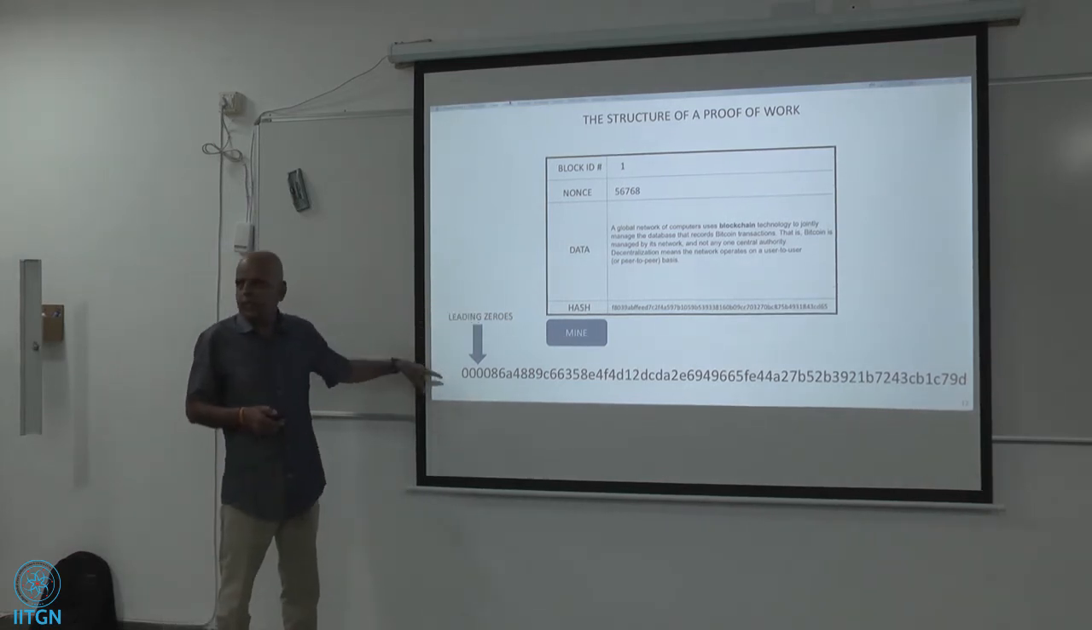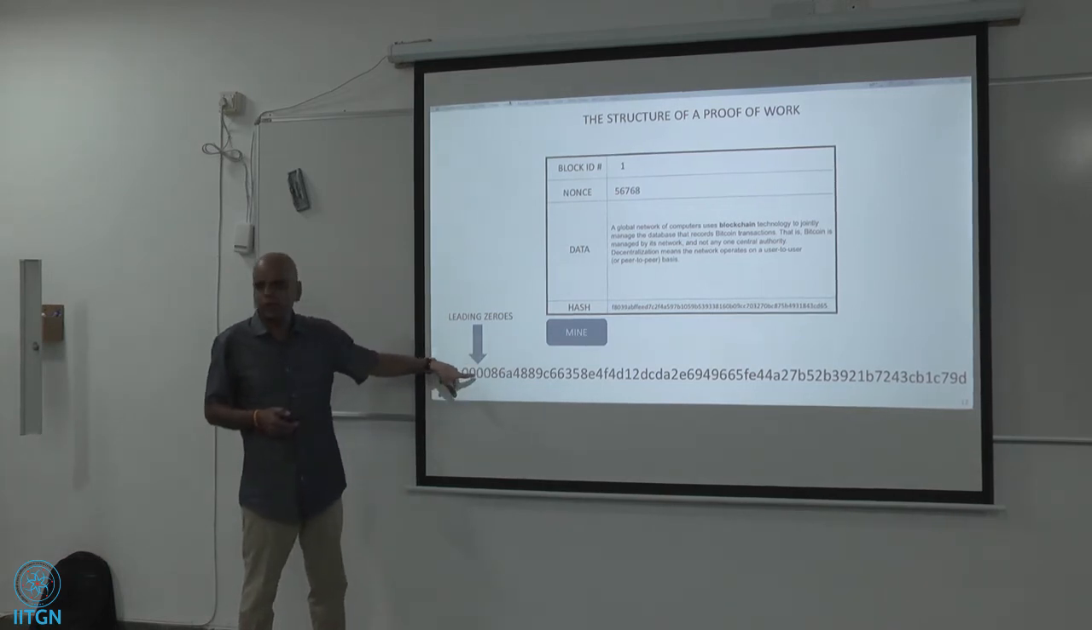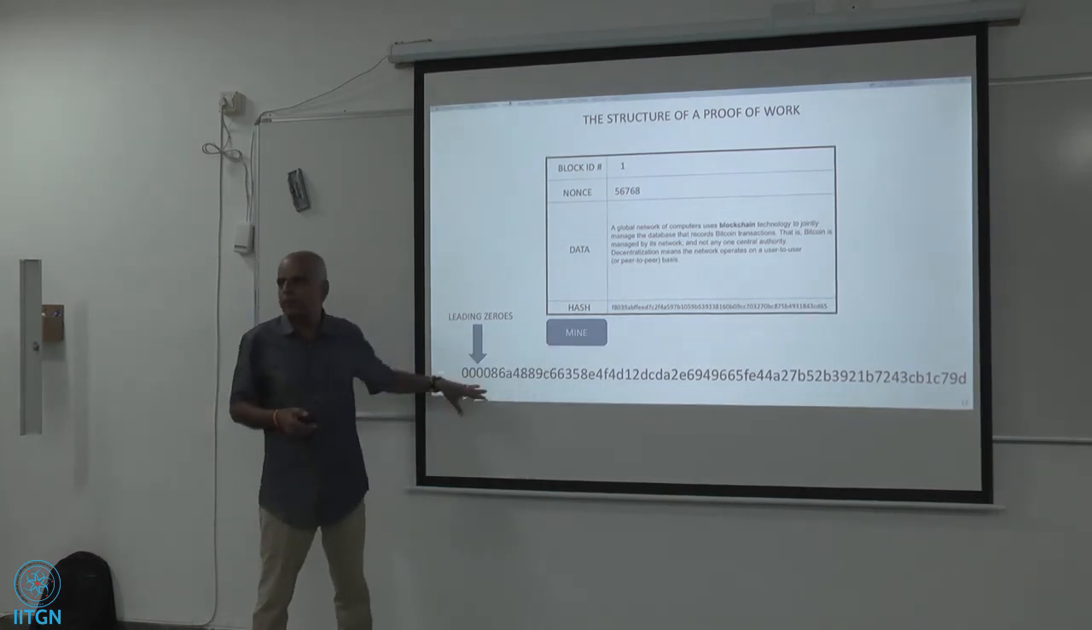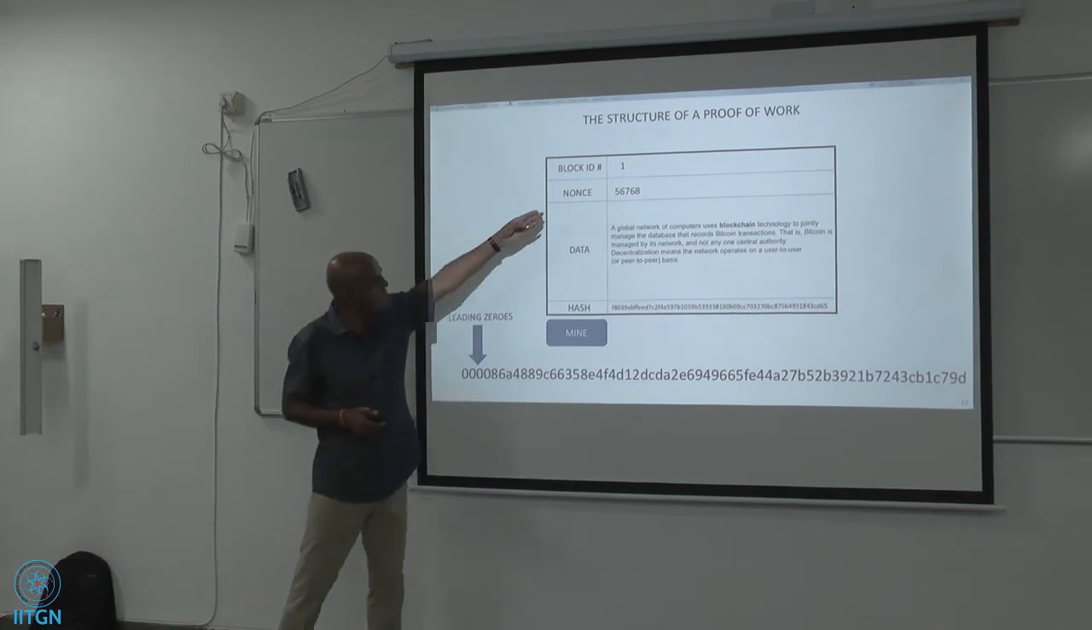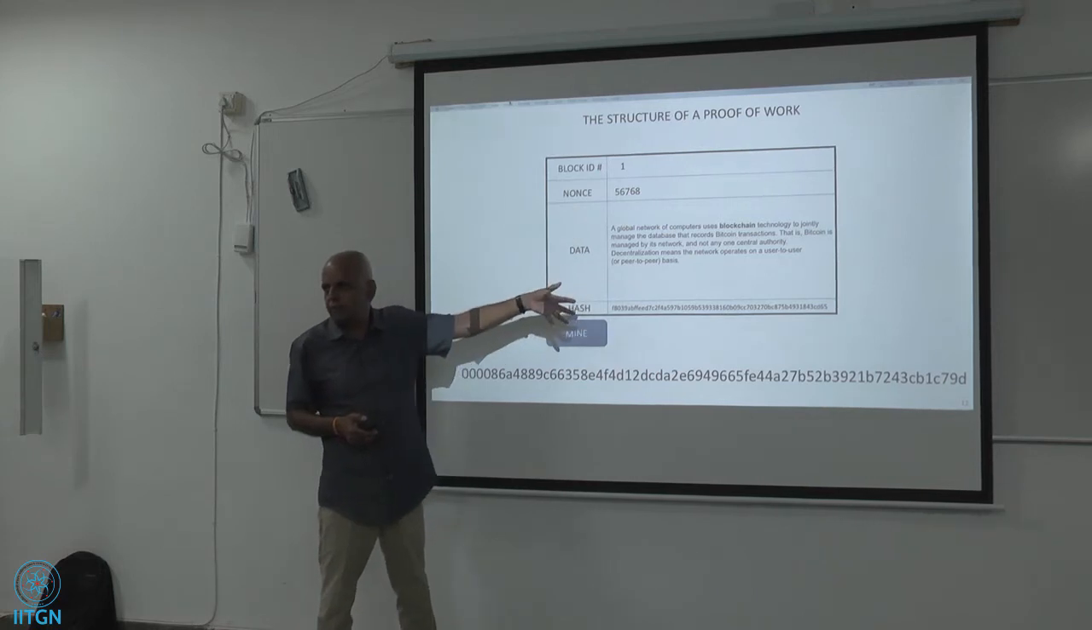We already talked about that. I expanded the hash with the four leading zeros. There are 64 nibbles, basically. So a nonce has to be found. We see the data for this example I'm giving.